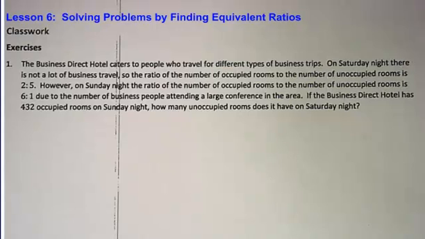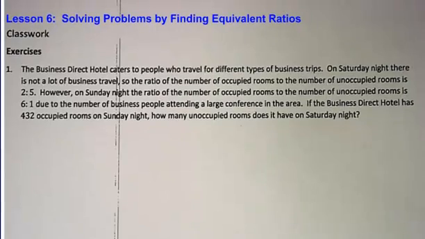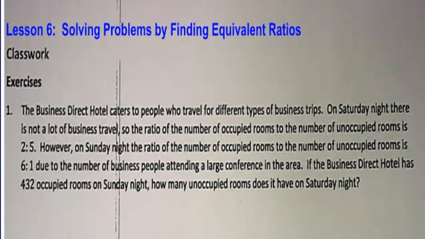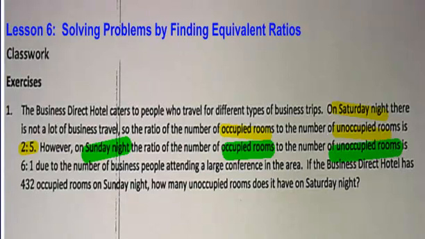So this particular problem, we're comparing on Saturday night the number of occupied rooms to unoccupied rooms, and we have a ratio of 2 to 5. Then we also have on Sunday night the ratio of occupied to unoccupied is 6 to 1.